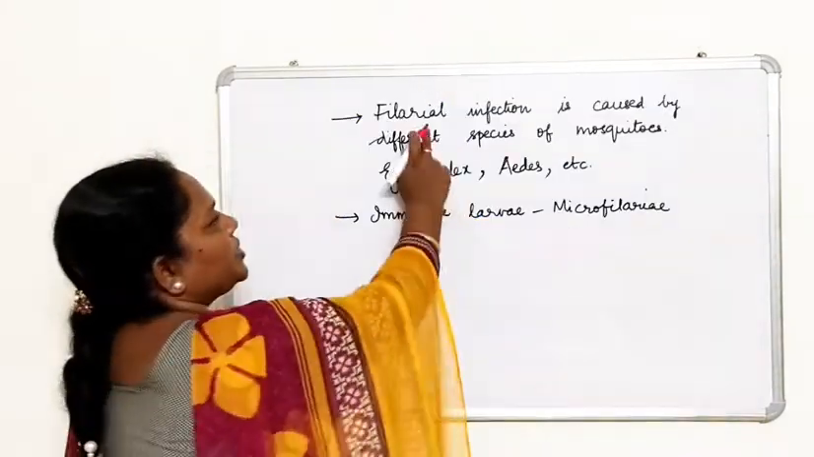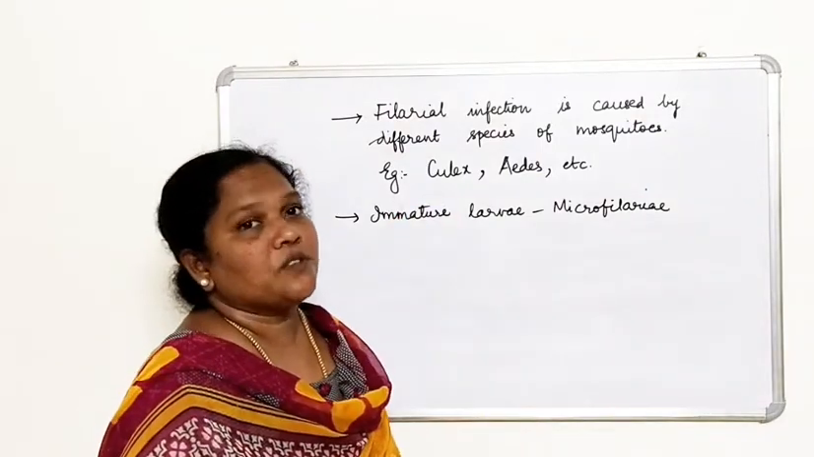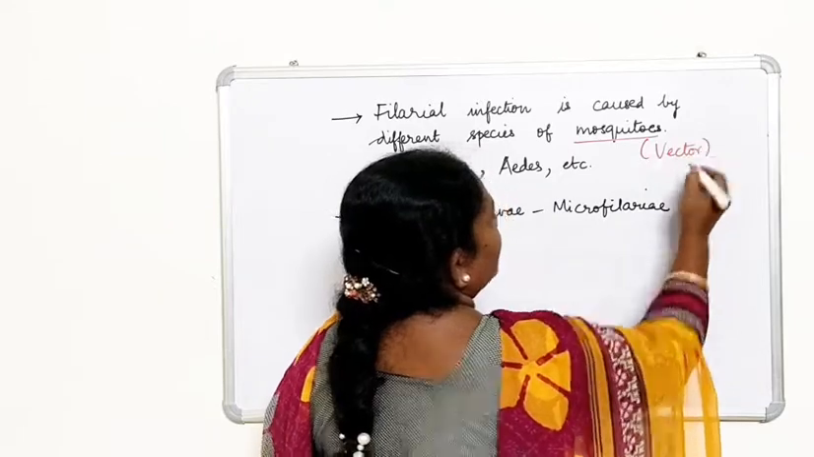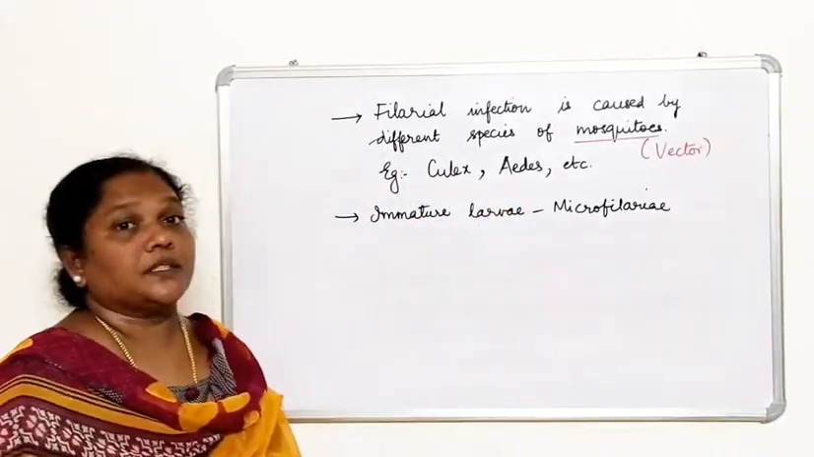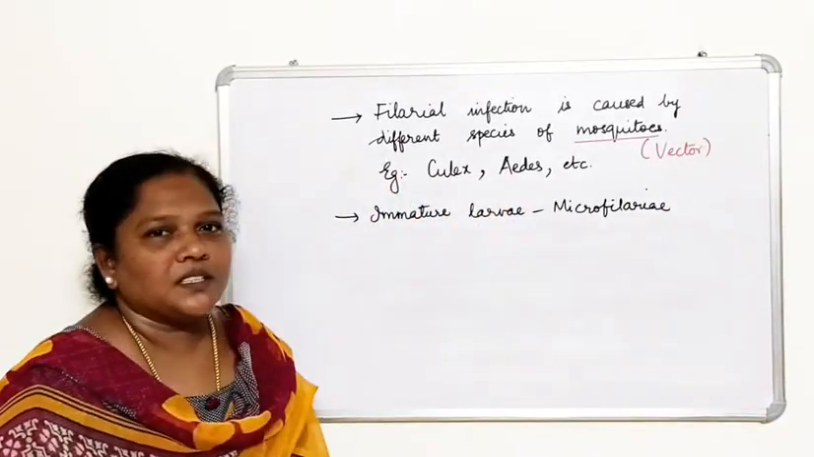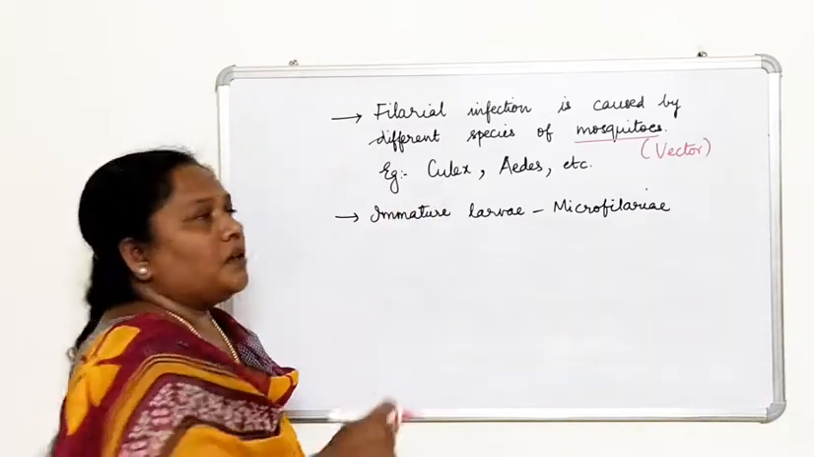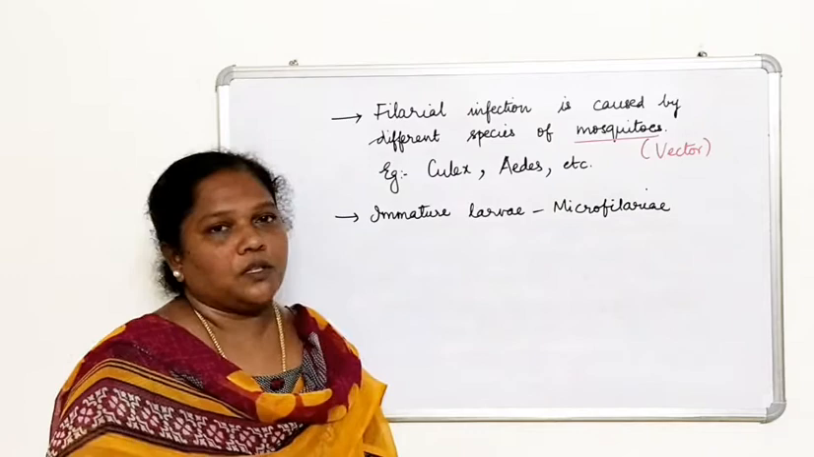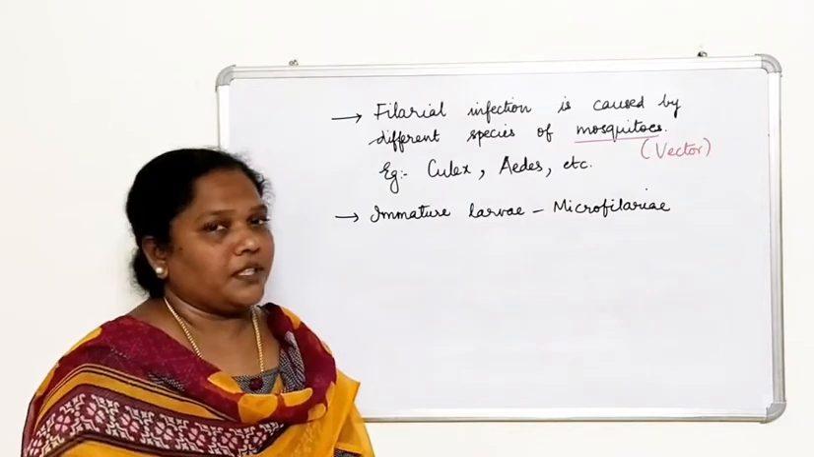This filarial infection is transmitted by different species of mosquitoes. So what does this mosquito act as here? A vector, or a carrier. So it is a vector-borne disease, right? Which act as a vector here? Culex species, or it may be Aedes species. These mosquitoes help in transmitting the pathogen. So what is that pathogen? Wuchereria bancrofti and Wuchereria malayi.